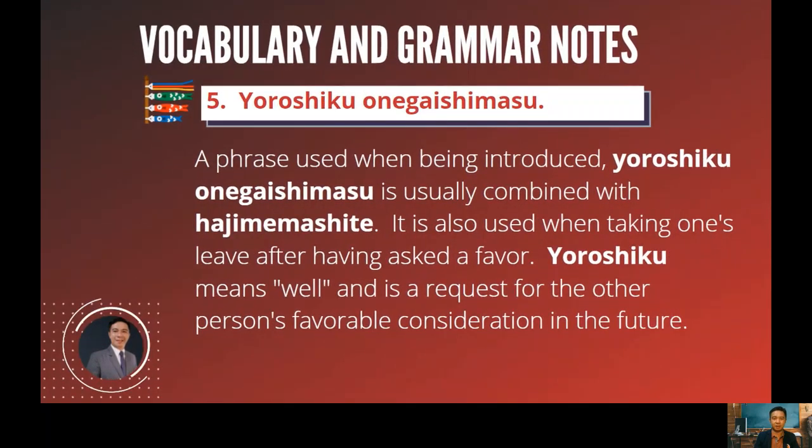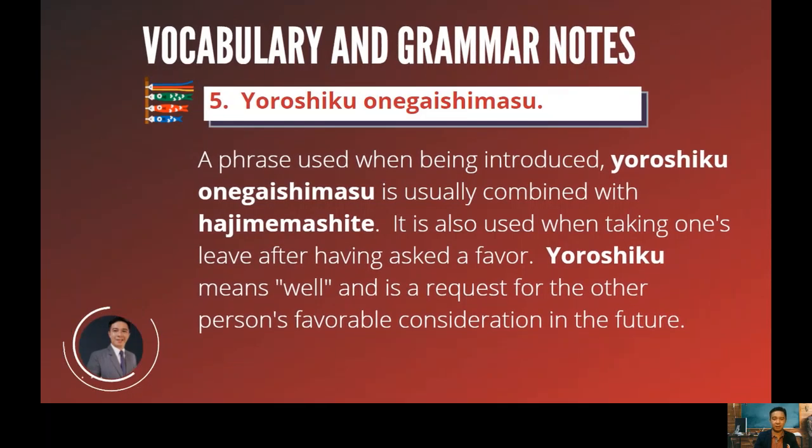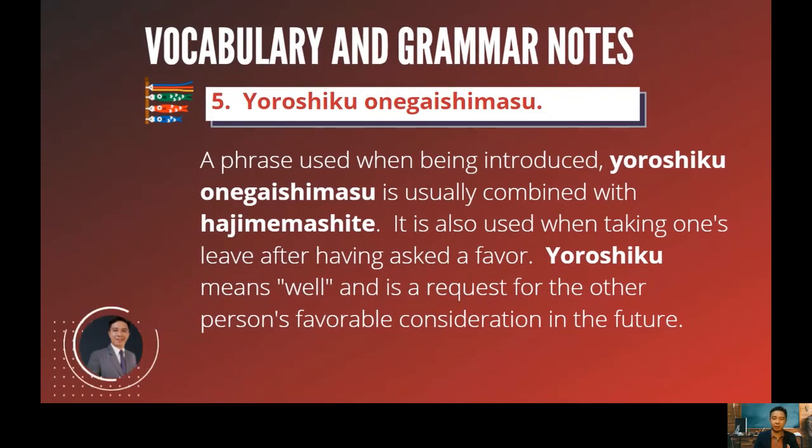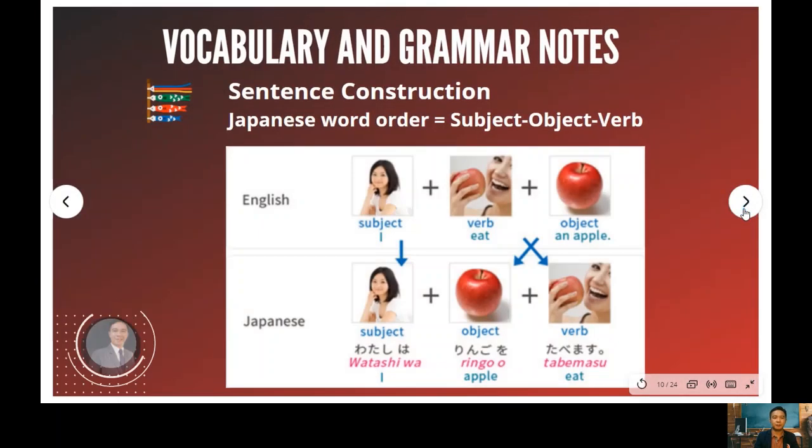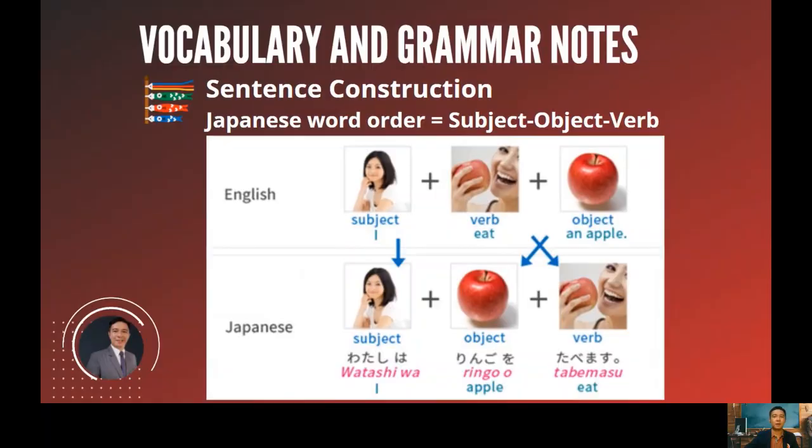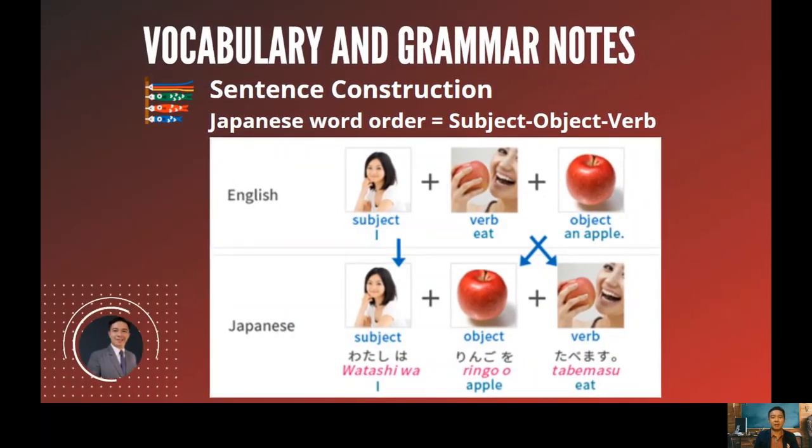Yoroshiku onegaishimasu. This is a phrase used when being introduced. Yoroshiku onegaishimasu is usually combined with hajimemashite. It is also used when taking one's leave after having asked a favor. Yoroshiku means well and is a request for the other person's favorable consideration in the future. Now let's talk about the sentence construction.